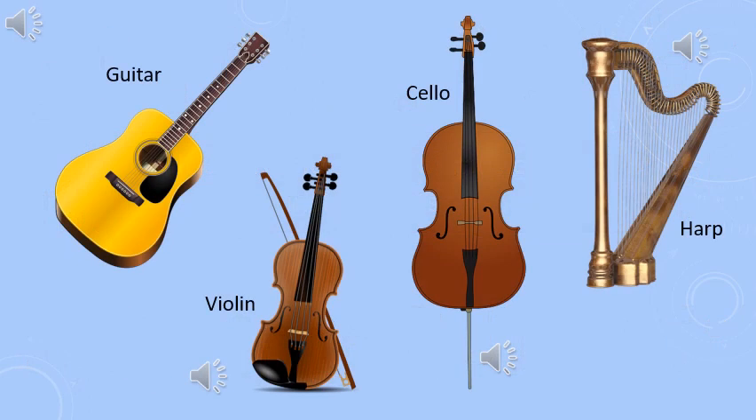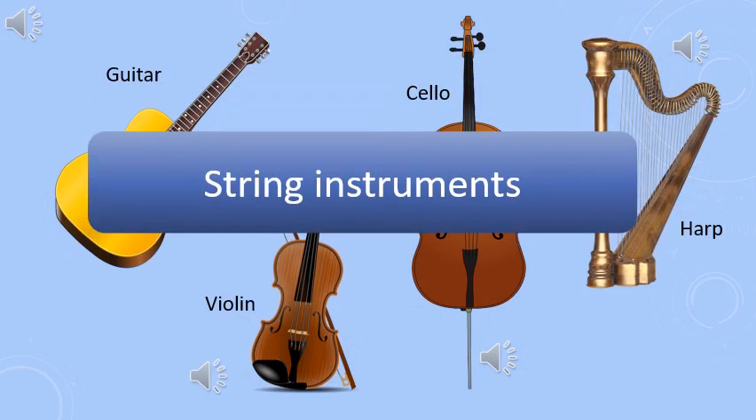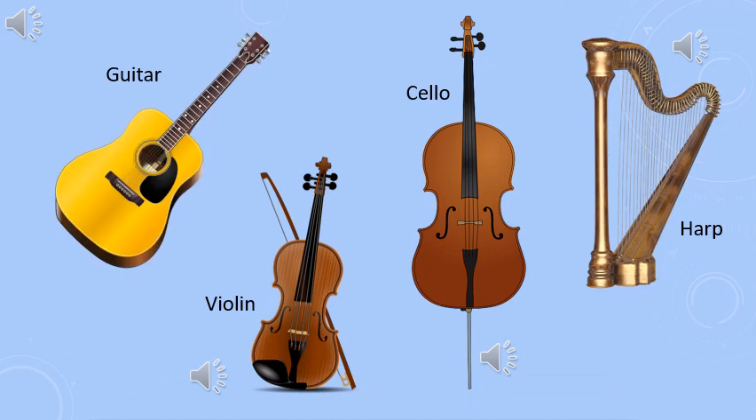First, we will listen to some string instruments. These instruments produce sound from vibrating strings. This includes the guitar, the violin, the cello, and the harp. Listen carefully to the first piece of music and see if you can identify which instrument makes these sounds.